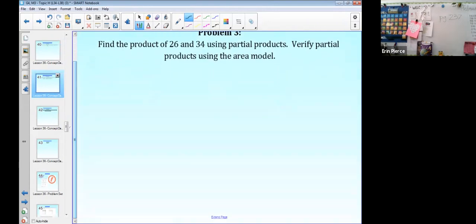Problem 3, finding the product of 26 and 34 using partial products. Verify products using the area model. So we're doing both again, okay? So 26 and 34, kind of similar to one that we just did. Okay, pulling apart 26 and 34.